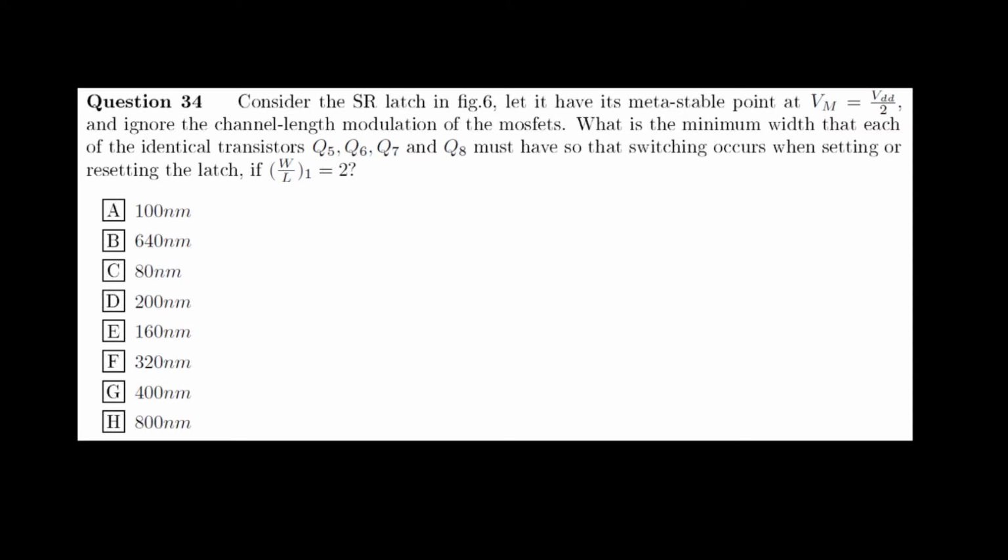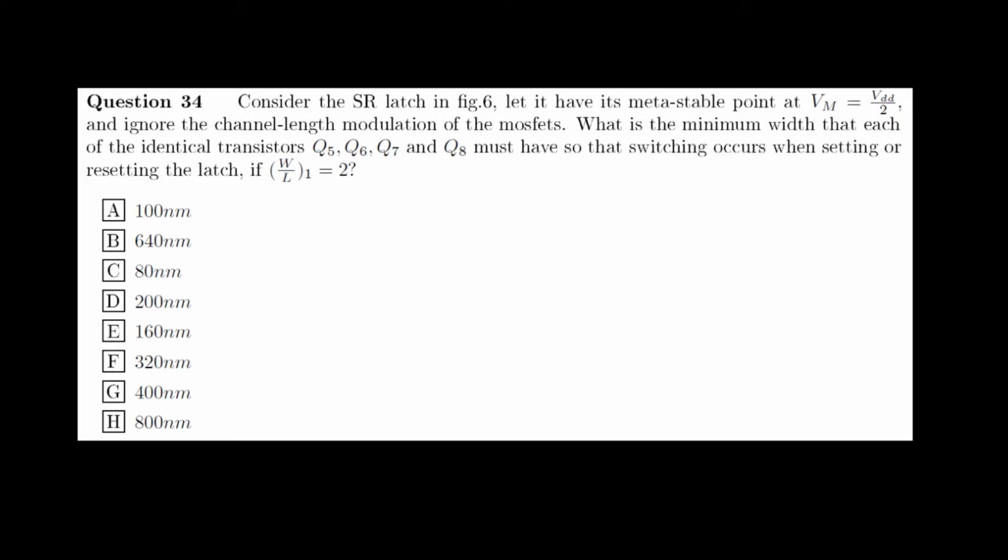This video will discuss the solution to question 34. Consider the SR latch in figure 6. Let it have its metastable point at Vm = VDD/2 and ignore the channel length modulation of the MOSFETs. What is the minimum width that each of the identical transistors Q5, Q6, Q7 and Q8 must have so that switching occurs when setting or resetting the latch if the aspect ratio of transistor 1 is 2?